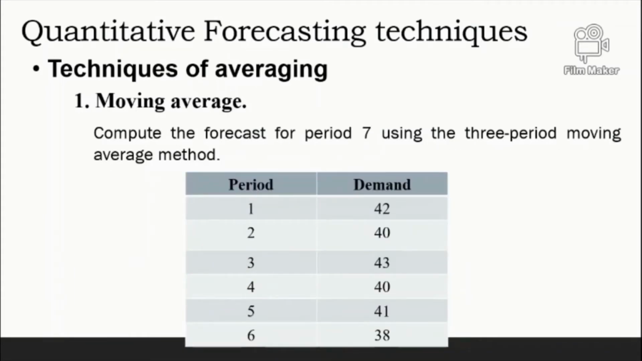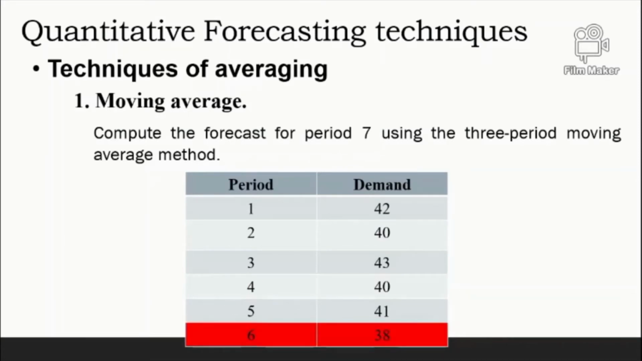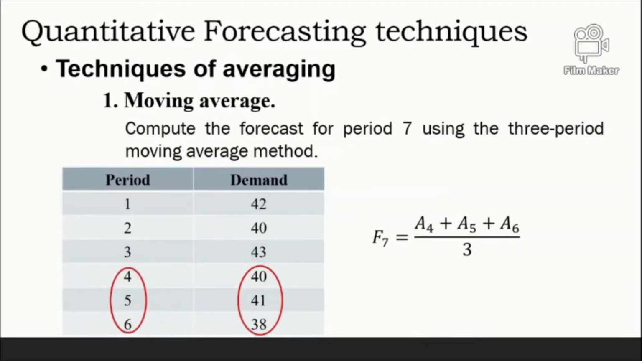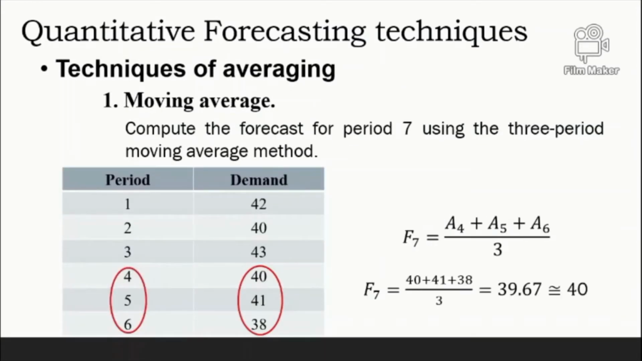If actual demand in period 6 turns out to be 38, the 3-period moving average forecast for period 7 would be the average of the demands of periods 4, 5 and 6. That is 40. Note that in a moving average, as each new actual value becomes available, the forecast is updated by adding the newest value and dropping the oldest and then recomputing the average. Consequently, the forecast moves by reflecting only the most recent values.